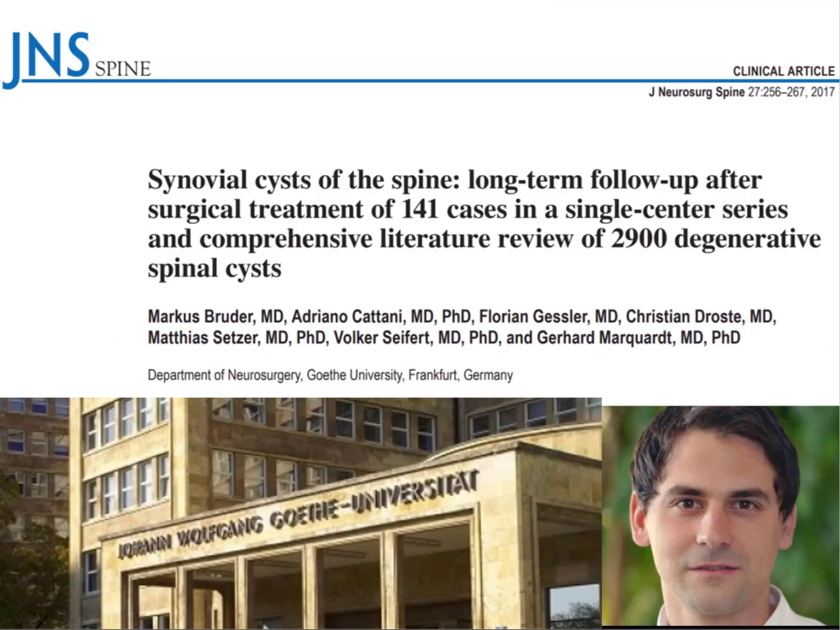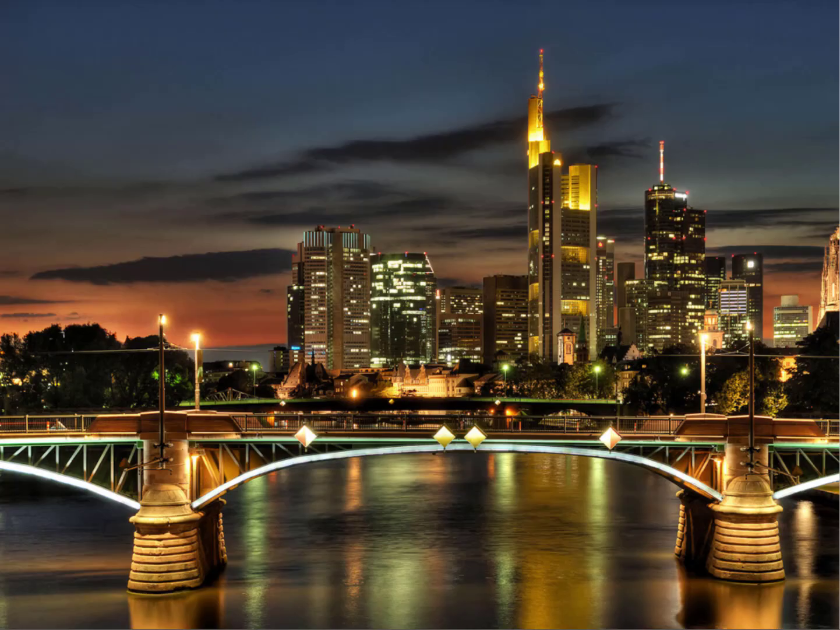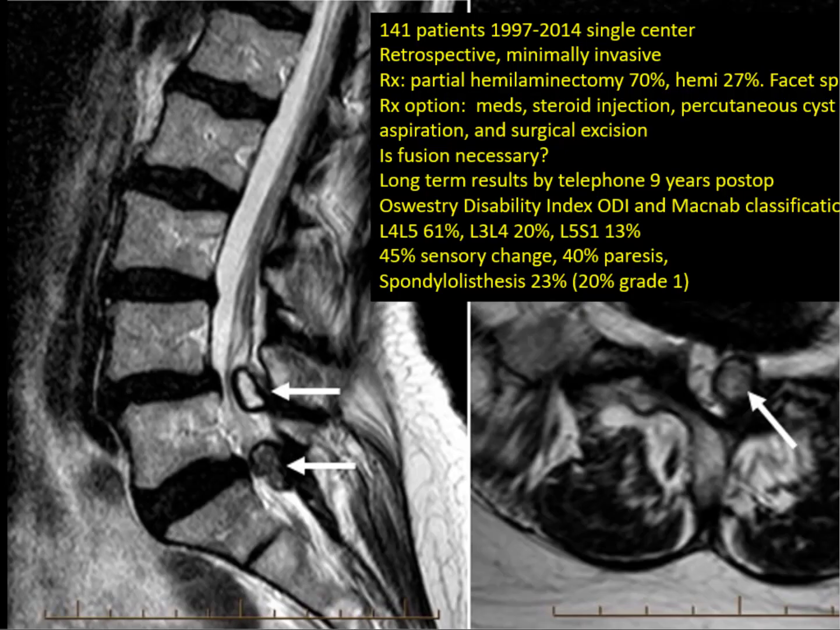compresses the nerve roots. So this is the most recent large article that I thought was good that I sent to everyone, Journal of Neurosurgery Spine 2017. It's from Frankfurt, 141 cases over 17 years at a single center, retrospective, and they did partial hemilaminectomy in most of the cases. They used a microscope in every case. They gave them different treatment options, and the question is, is a fusion necessary for these patients?